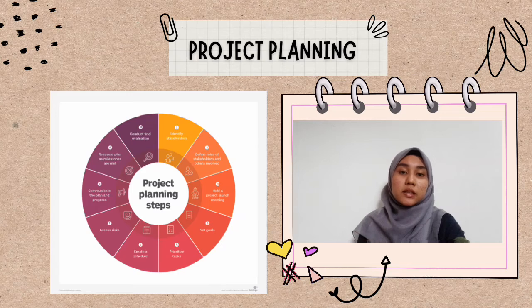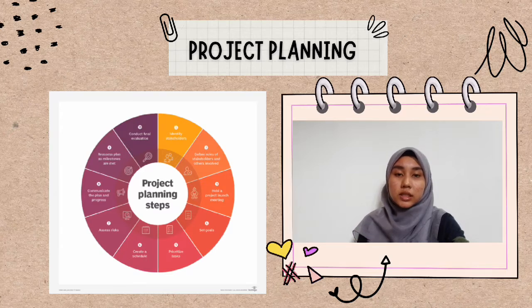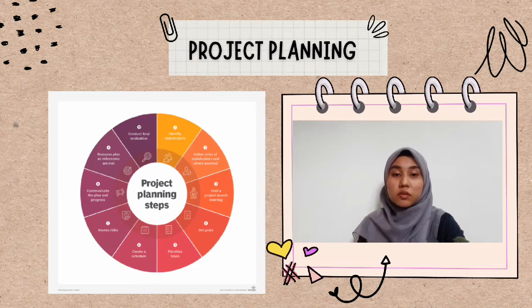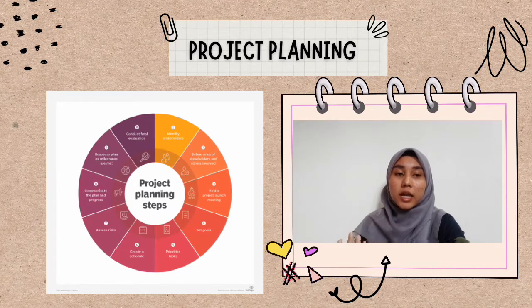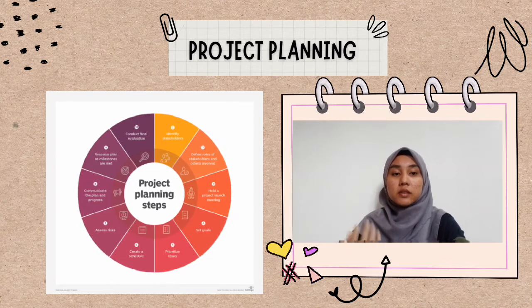The sixth is create a schedule. Establish a timeline that considers the resource needed for all the tasks. 7 is about assess risk. Identify project risks and develop strategies for mitigating them. 8 is about communicate. Share the plan with all stakeholders and provide communications updates in the format and frequency stakeholders expect. 9 is about reassess.